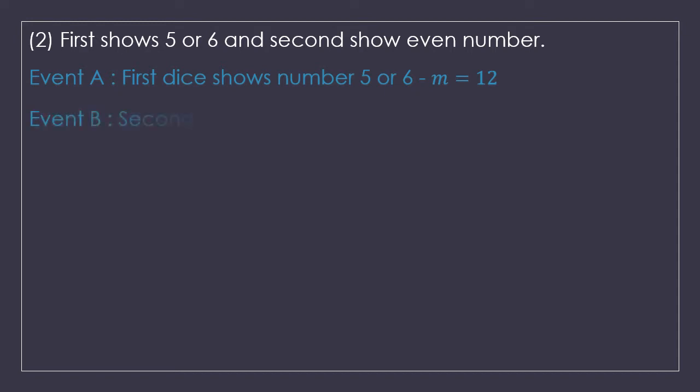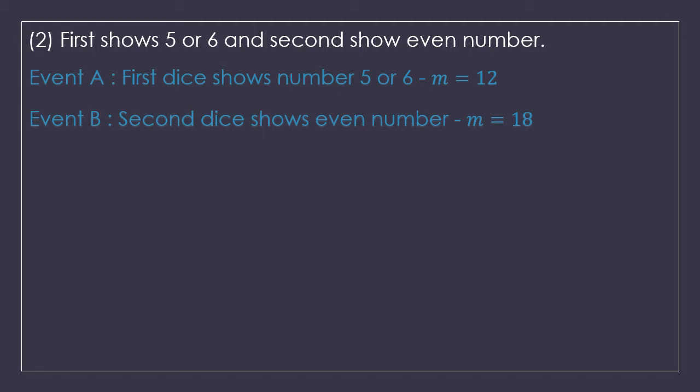And event B, that the second dice shows an even number. So there are 18 events in which the second dice shows an even number. How did I calculate this? Which are the even numbers? 2, 4, 6.